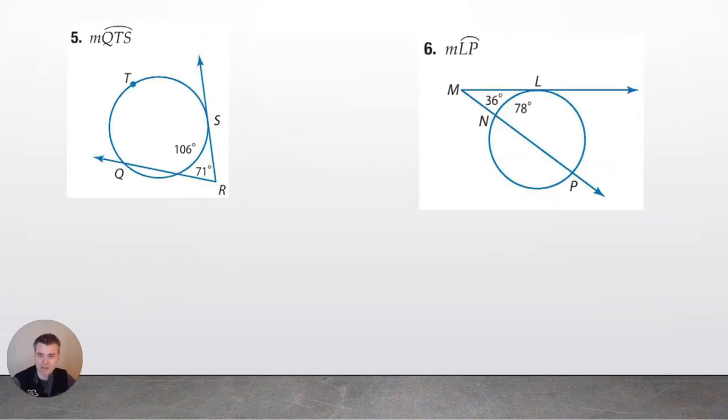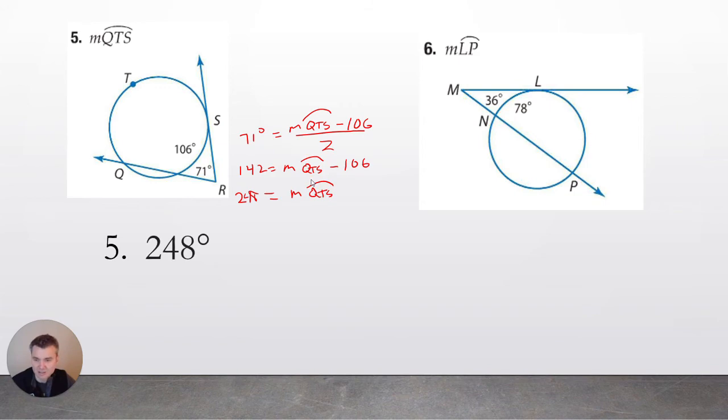All right, moving along. Number 5, find the measure of QTS. Well, again, these are 2 secants, or actually it's a secant and a tangent, but it's an angle formed outside the circle, and that's really the only part that matters. So I know that 71 degrees has to equal the measure of arc QTS minus 106, which is the first intercepted arc, over 2. So 142 equals the measure of arc QTS minus 106. Add 106 to both sides. You should get 248 equals the measure of arc QTS. And we do get 248 degrees.